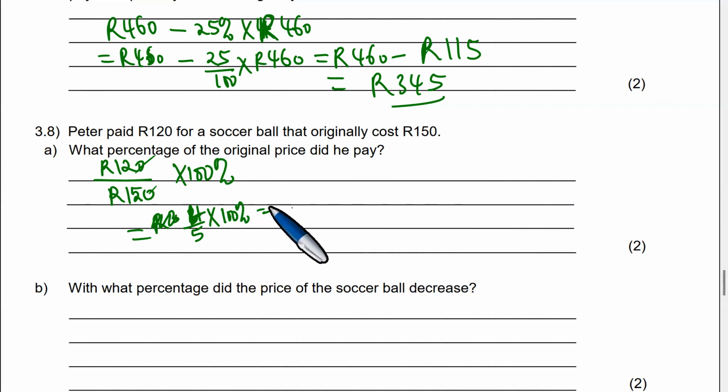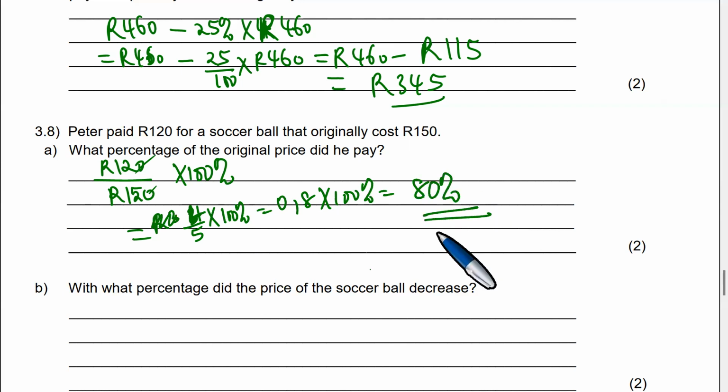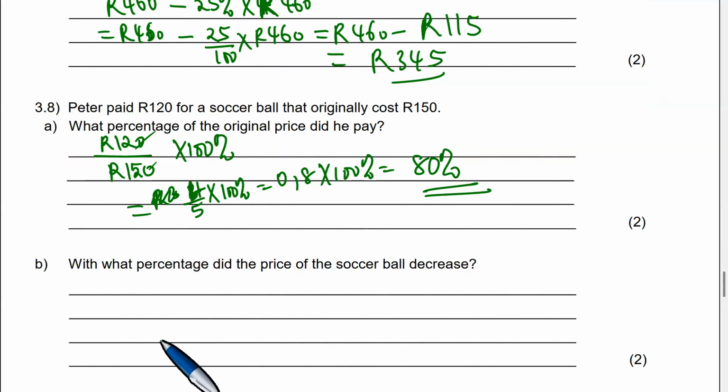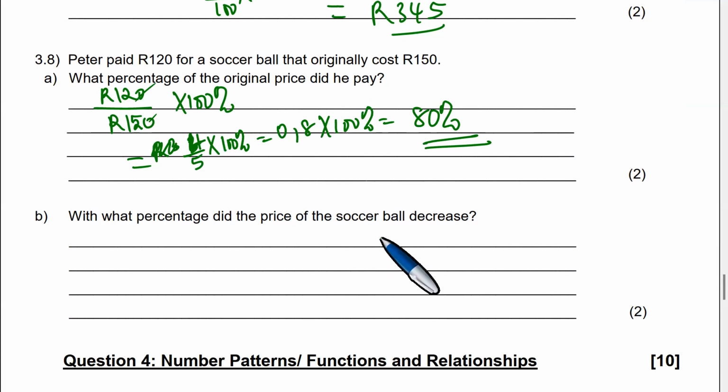Now if you do this, it is 0.8 times 100%. What is 0.8 times 100%? It is 80%. Which means that Peter paid 120 out of 150, so he paid 80%. Next, by what percentage did the price of the soccer ball decrease? It decreased by 20%. Well done. So in other words, you'd say 150 minus 120, which is 30 rand.